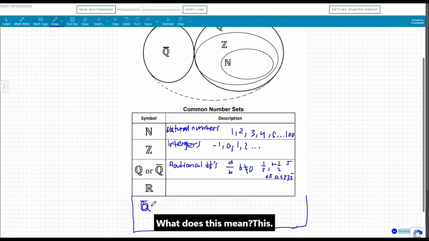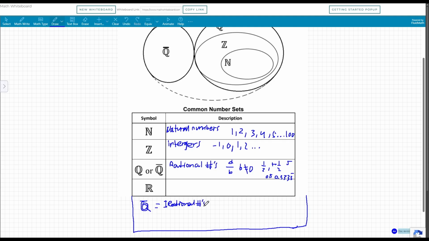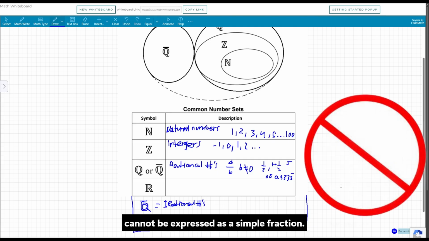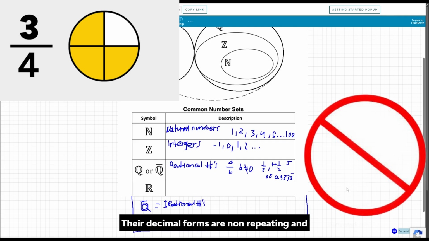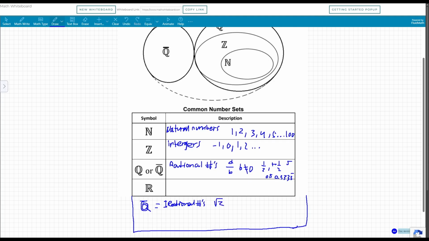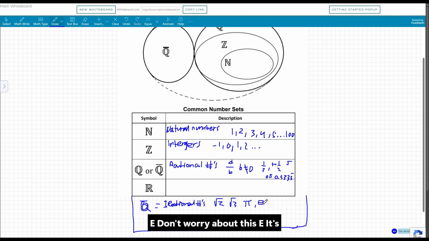What does this mean? This is irrational numbers. What are irrational numbers? Irrational numbers are numbers that cannot be expressed as a simple fraction. Their decimal forms are non-repeating and non-terminating. For example, √2, √3, pi, and e. Don't worry about this e. It's an imaginary number, and you will not see this until grade 12. Basically, if the decimals are random, 3, 4, 5, 6, and are not repeating like this one, it's an irrational number.